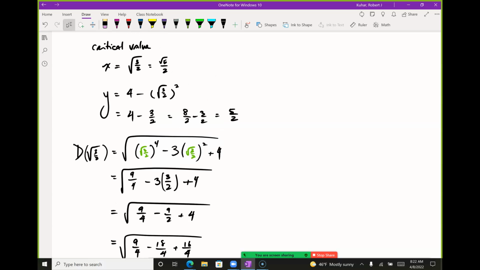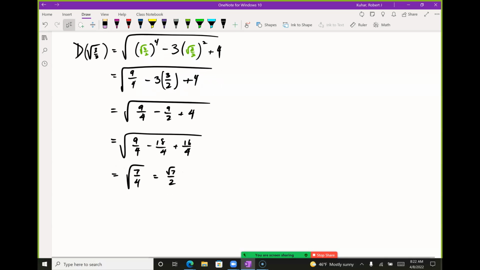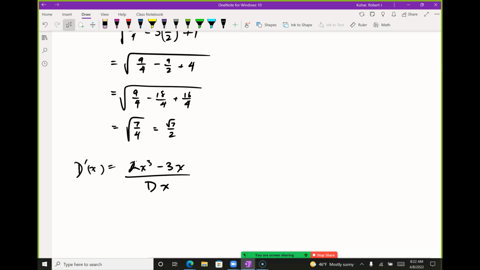So once I found my critical value, I probably shouldn't do this until I double check myself, but I did graph it, right? So I found the critical value, I found the y coordinate, I found the min distance. The only thing that's left for me to do is verify that it's the min distance. And so the way I do that is second derivative. So if we remember that d prime of x was 2x cubed minus 3x over d of x, I'm going to use a quotient rule to find my second derivative, right? So you're not copying me, you're erasing me.